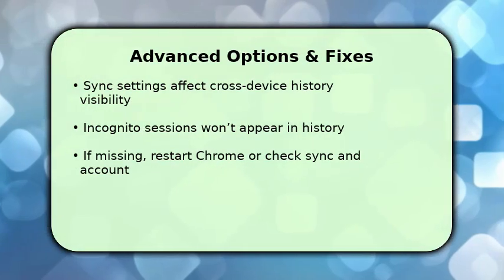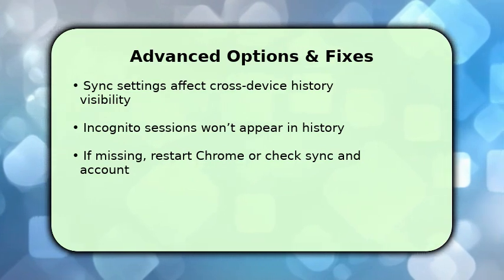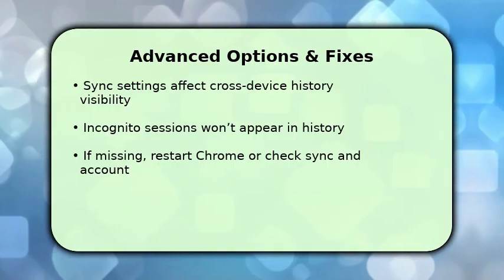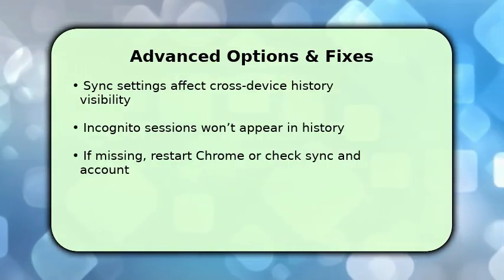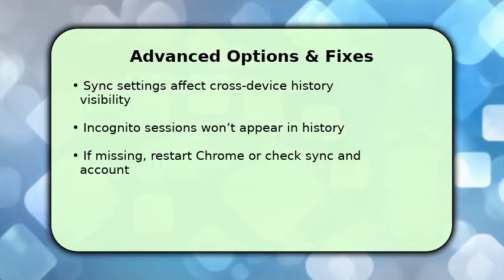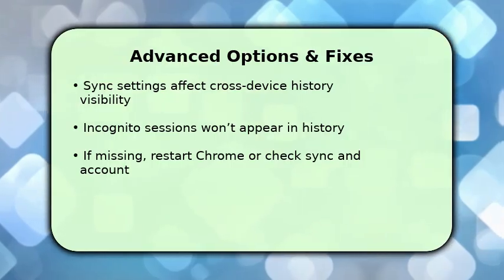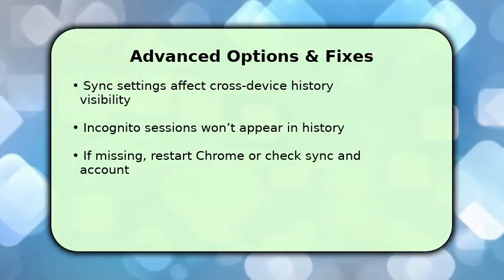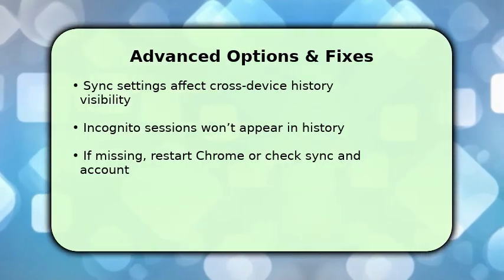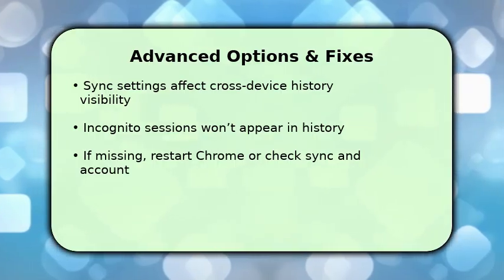Finish by checking sync and privacy settings so you understand why items appear or don't. You can enable or disable history under Settings Sync to control whether visits show across devices. This explains discrepancies. Remember, incognito browsing won't be saved, so absence can be intentional. If history seems incomplete, restart Chrome and confirm you're signed into the correct account. If that fails, toggle Sync off and on to force a refresh. That restart and sync trick resolves most visibility problems.